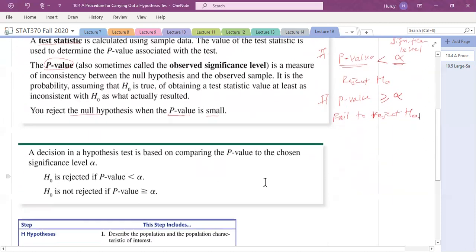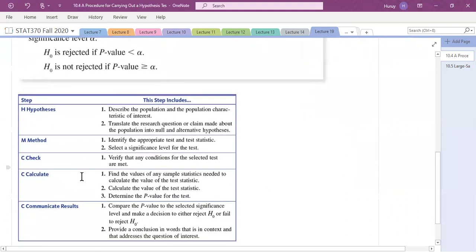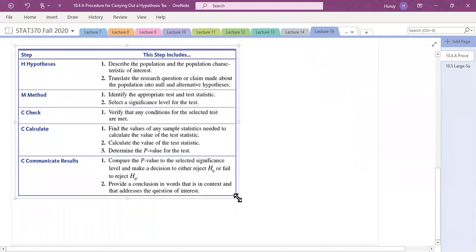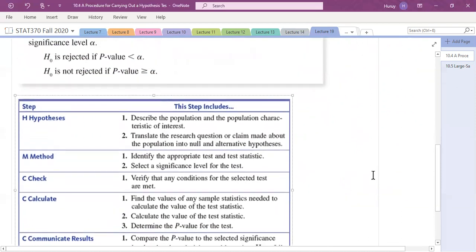Okay, here we have it. Now, the steps that we need to follow in order to carry out a hypothesis test are described in this table. Let's look at this one by one. Now, the first thing that we need to do is figure out what is the population characteristic of interest. Because, well, up to now, we have learned only the population proportion.